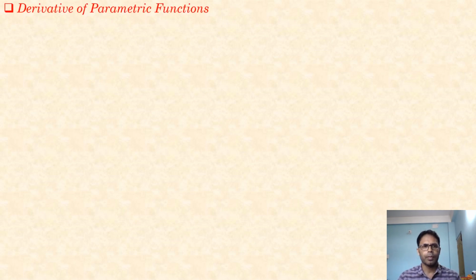So here is the topic. Today I am going to discuss derivative of parametric function. So first of all, we are to know about the parametric functions. What type of functions are known as parametric functions, that is necessary before the process of differentiation of parametric functions. So what is called a parametric function? That is an important topic.